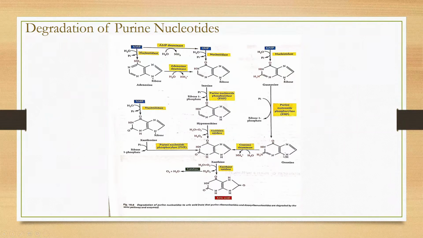And guanine is deaminated to xanthine, which is the reaction mentioned above. Adenine nucleotides end up as hypoxanthine, and guanine nucleotides are degraded to xanthine. So adenine nucleotides lead to hypoxanthine and guanine nucleotides lead to xanthine.